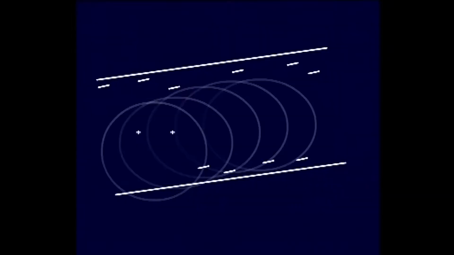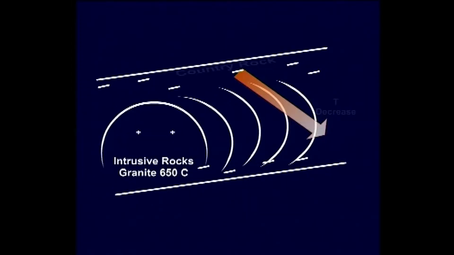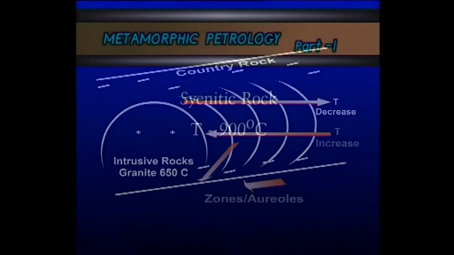Now let us see the three important cases. Suppose the intrusive body is a granite or syenite or gabbro, three important igneous rocks with different temperatures. In the case of granite, the temperature normally varies from 650 degrees centigrade up to nearly 800 degrees centigrade.